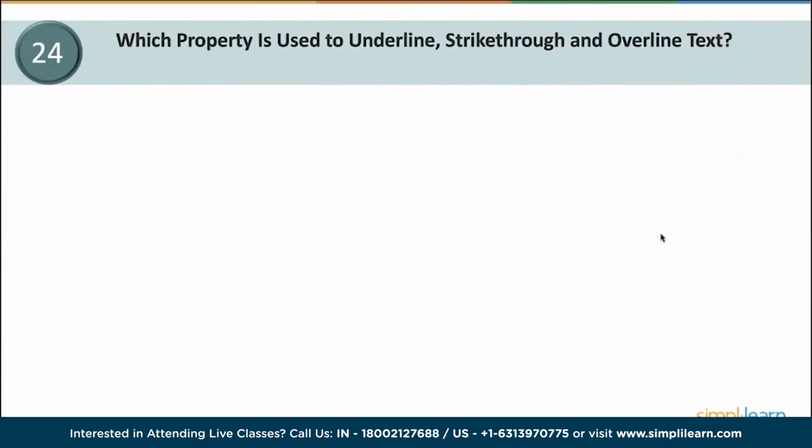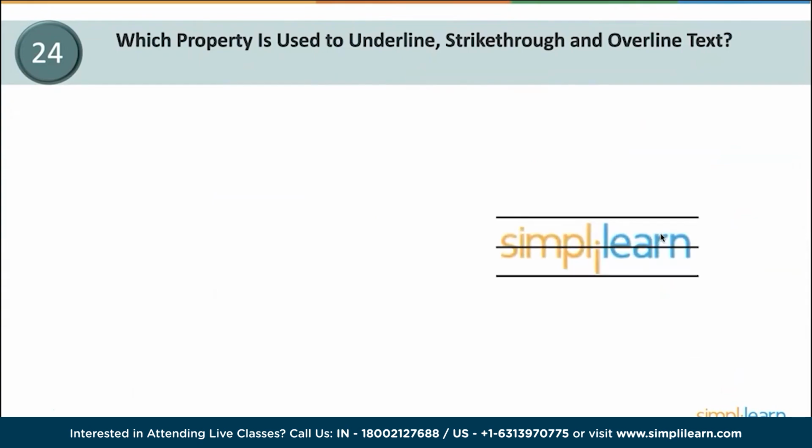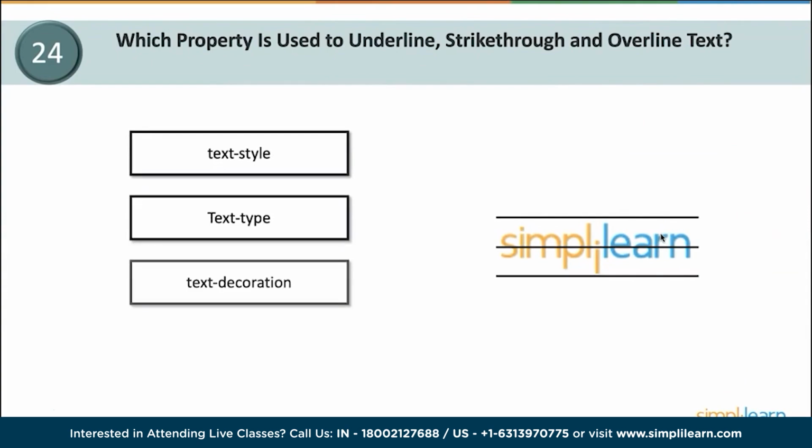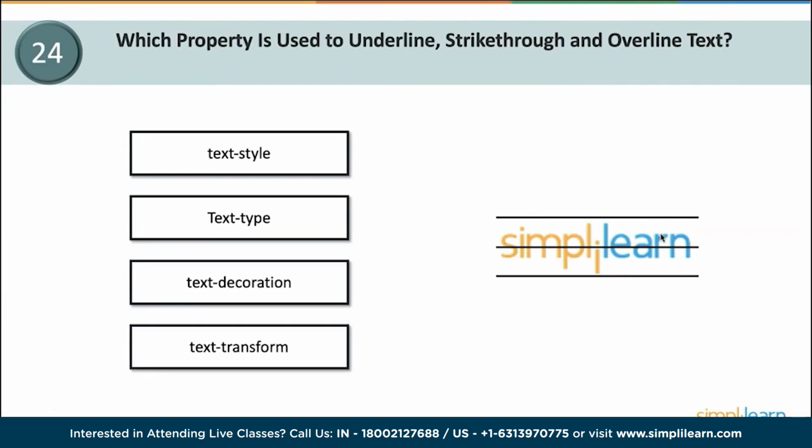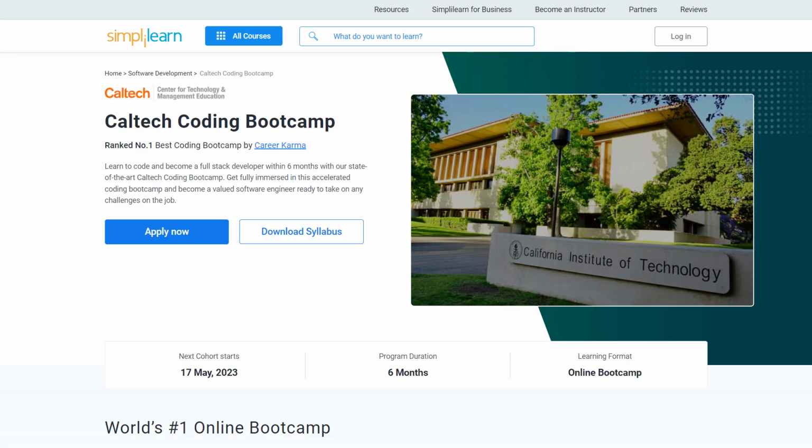Which property is used to underline, strike through, and overline text? We have these options: text style, text type, text decoration, text transform. The text decoration is the one which will help you to achieve this.